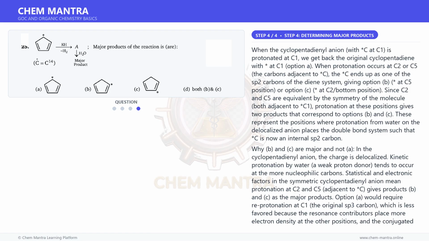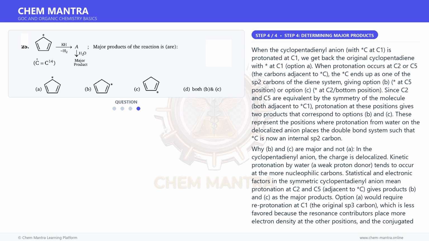These represent the positions where protonation from water on the delocalized anion places the double bond system such that asterisk C is now an internal sp2 carbon. Why B and C are major and not A: in the cyclopentadienyl anion, the charge is delocalized. Kinetic protonation by water, a weak proton donor, tends to occur at the more nucleophilic carbons. Statistical and electronic factors in the symmetric cyclopentadienyl anion mean protonation at C2 and C5 adjacent to asterisk C gives products B and C as the major products.